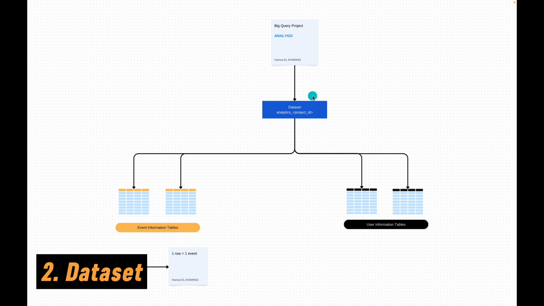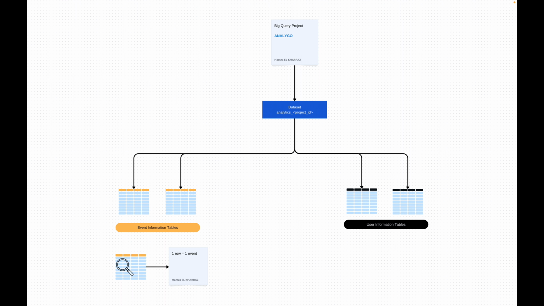The second level is what we call a dataset. The dataset is your actual GA4 export. You will find the following structure when looking for a dataset. We have analytics plus your project ID. The analytics part is your GA4 property plus your specific project ID.